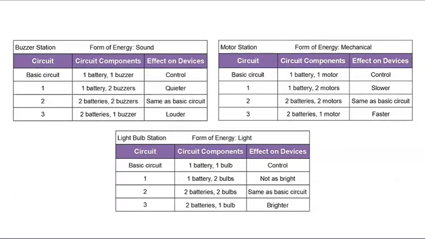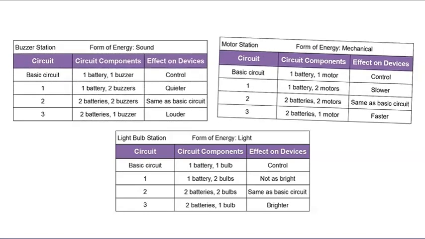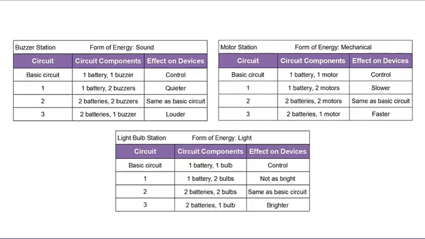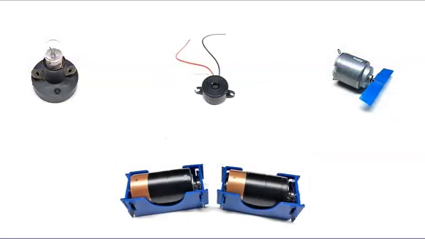In the previous lesson, we created circuits that transformed electrical energy into another form of energy, like sound, mechanical, or light. In today's lesson, we will transform electrical energy into sound, mechanical, and light energy by using three devices in a single circuit. Here are our materials for today: two batteries and battery holders, a light bulb, a buzzer, and a motor. We also have four wires with alligator clips.